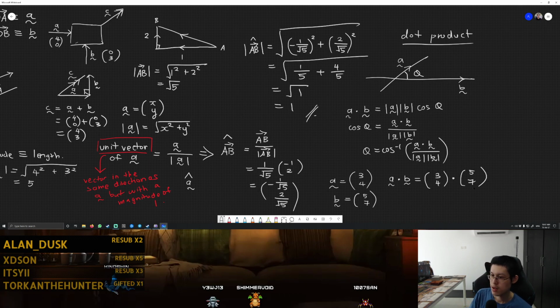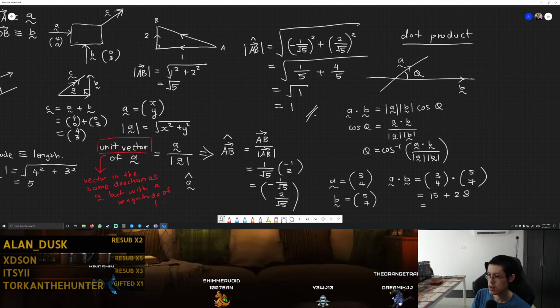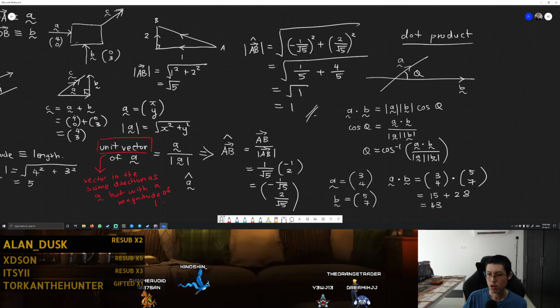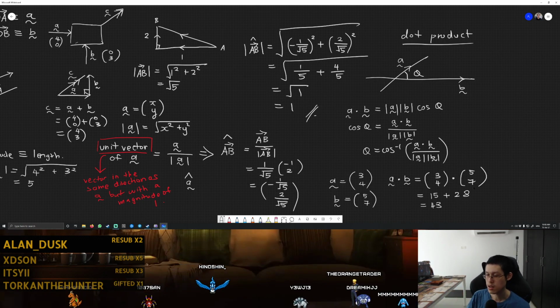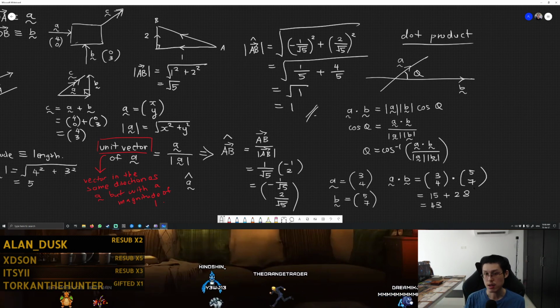Okay, so 3 times 5 gives you 15, plus 4 times 7 gives you 28. So that's going to give you 43. So whenever you dot two vectors, you would actually get a scalar. Basically, you end up with a number instead of another vector.